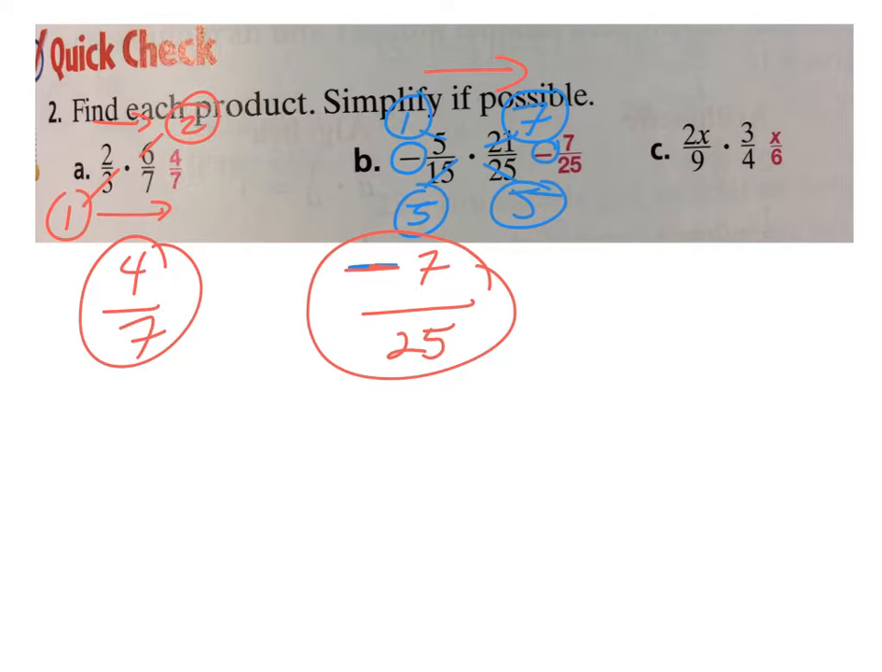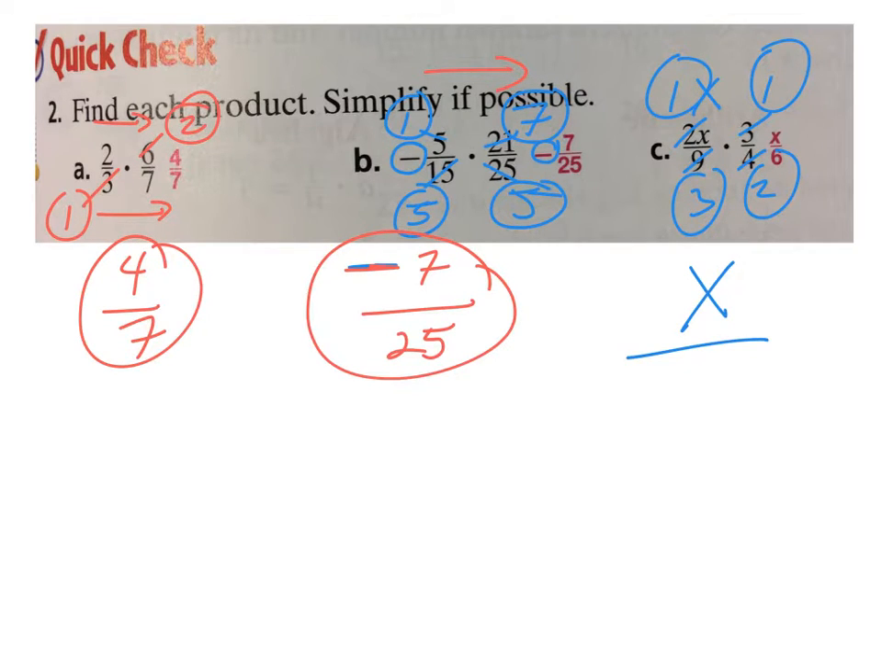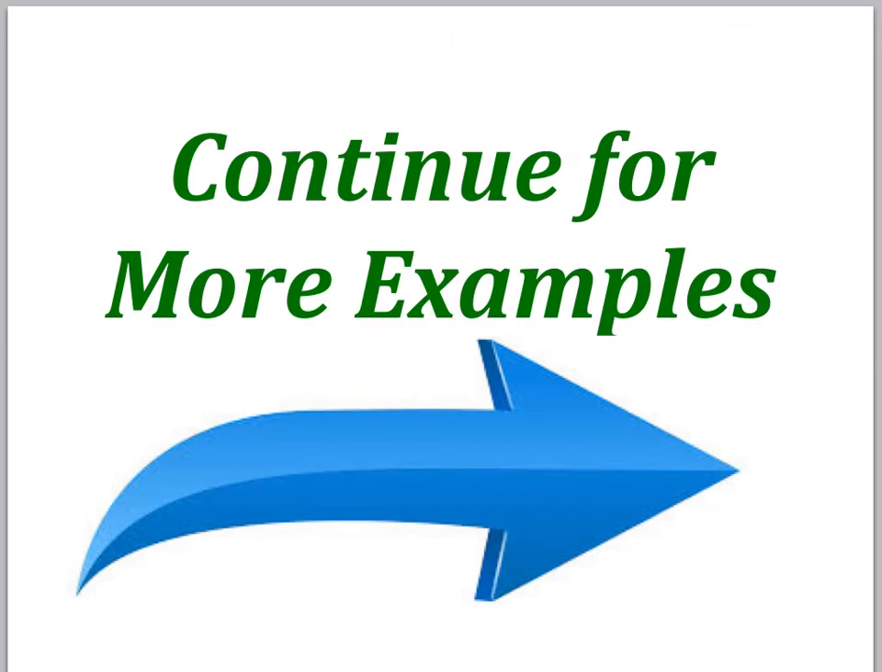Alrighty, on C, having some fun now. Now there's a 2x and a 4. Now you can't add or subtract this, but you can cross-cancel because it's really the same as multiplication division. So we can take out a 2 here and get a 1, a 2 here and get a 2. We can take out a 3 here and get a 3, and a 3 here and get a 1. So there's my 4 numbers now. Don't forget the x here. So 1x times 1 is just x. If you write the 1, it doesn't really matter. 3 times 2 is 6. So x over 6. Go ahead and continue watching for another example from me.